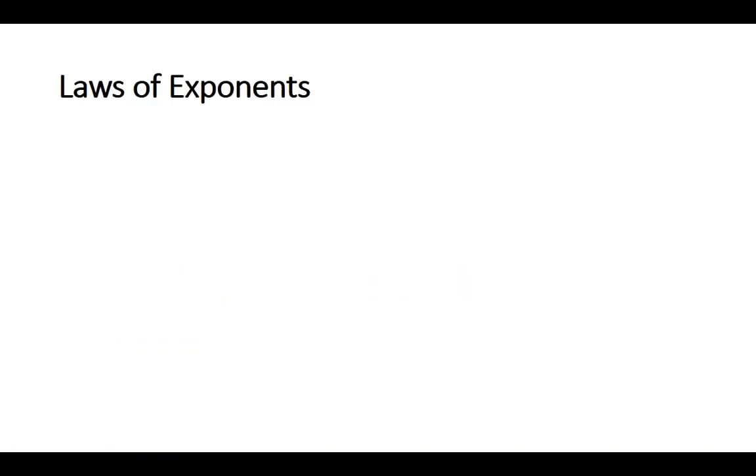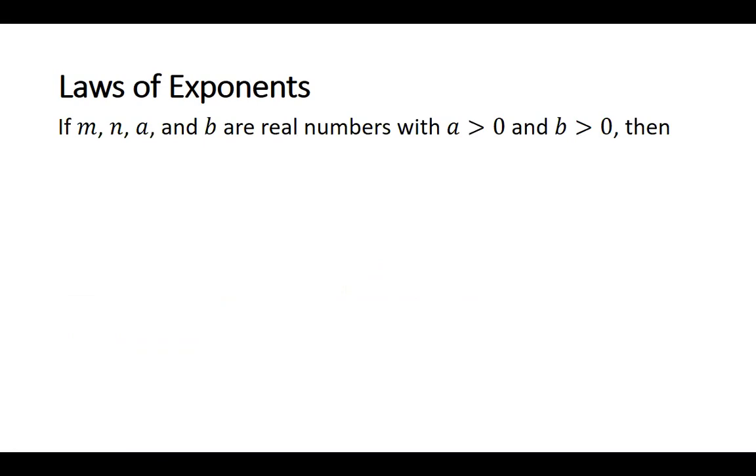The law of exponents. If m, n, a, and b are real numbers with a greater than 0 and b greater than 0, then a to the m times a to the n is equal to a to the m plus n, and a to the m divided by a to the n is equal to a to the m minus n. Now, these laws should not be new to you. You should have seen these before. So this is just more of a review of these laws, so I'm not going to go through numerous examples of them.